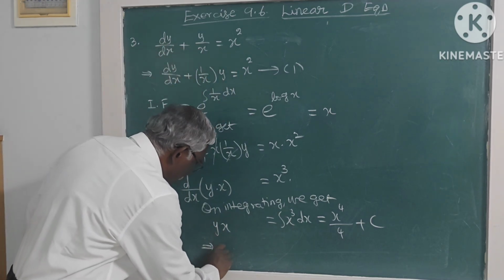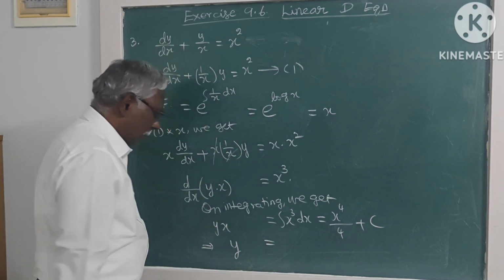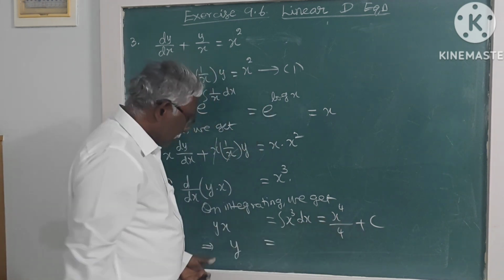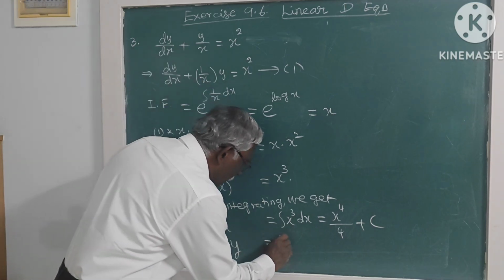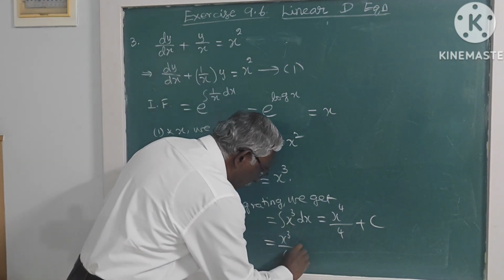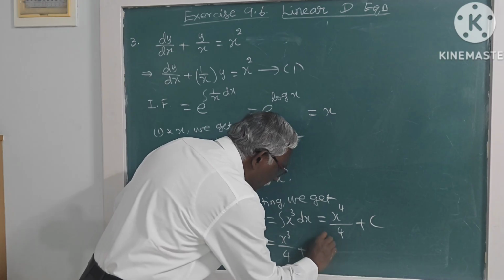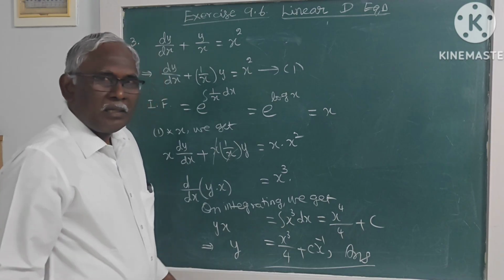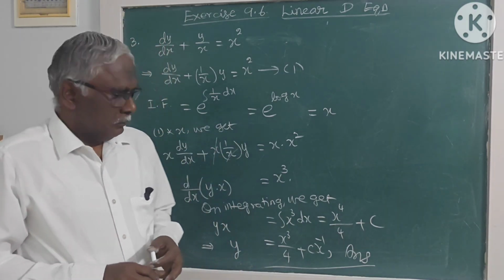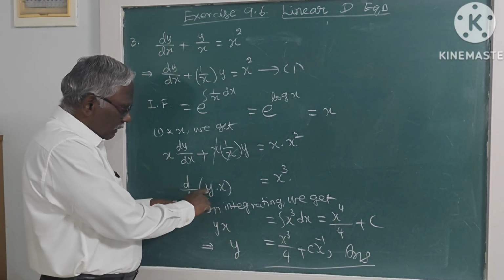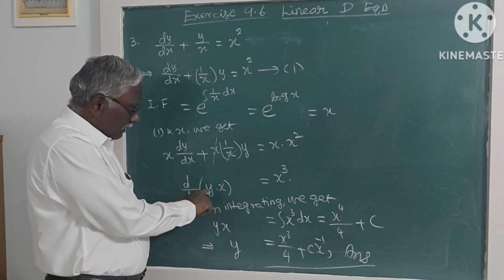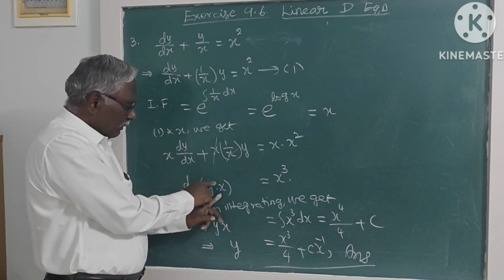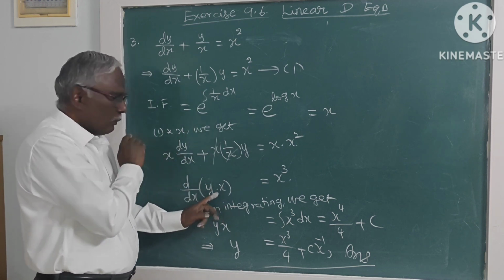Therefore, y is equal to x cube, dividing by x, x cube by 4 plus c into x power minus 1. So this is the general solution. Again, if we differentiate xy, differentiating x gives 1, y only, so we are getting y. X into dy by dx, x into dy by dx.